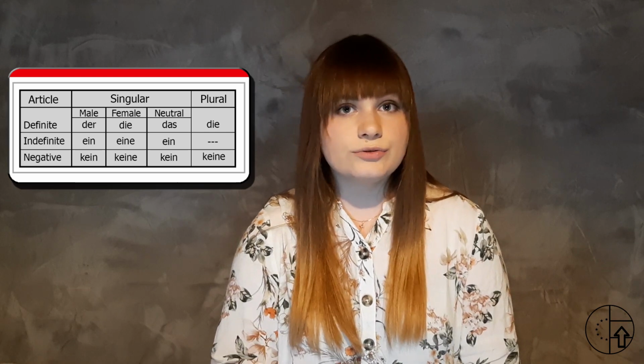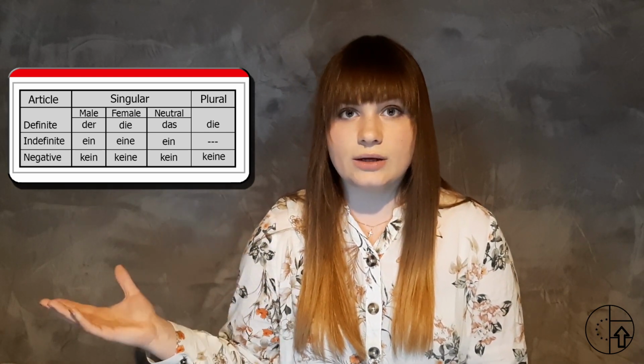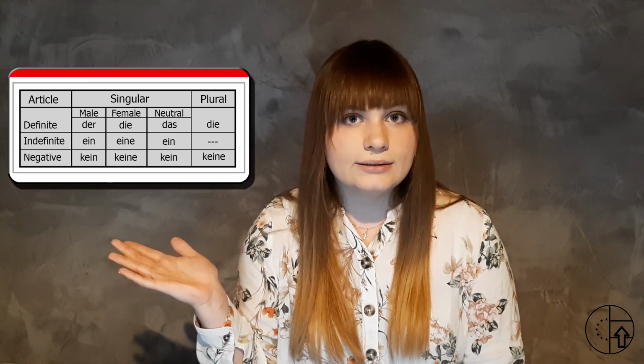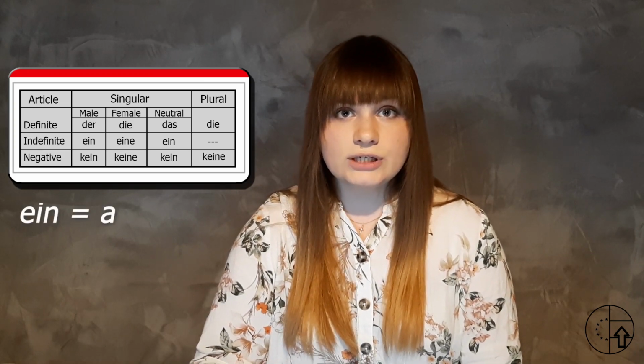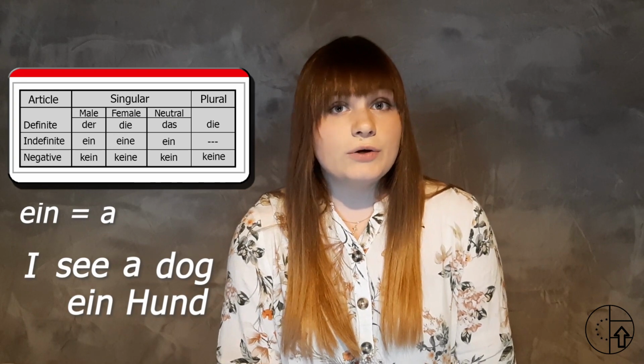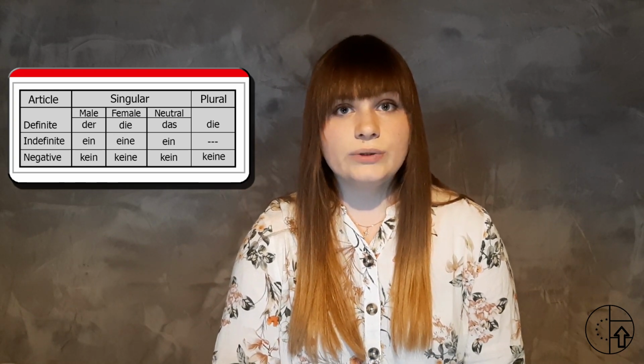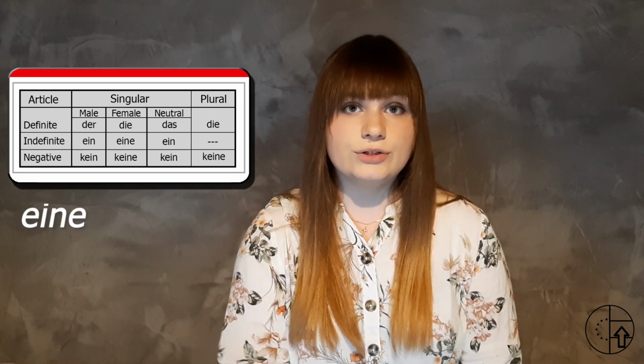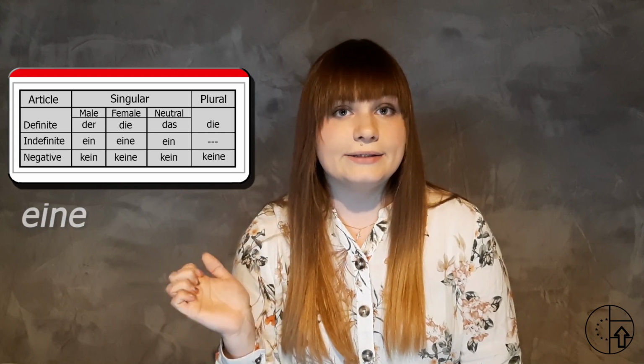It's very easy for male and neutral gender. Why? Because it's the same. It's just ein, and it means "a". For example, I see a dog. When we are talking about female gender, we have the letter E at the end of the word. So it will be eine.